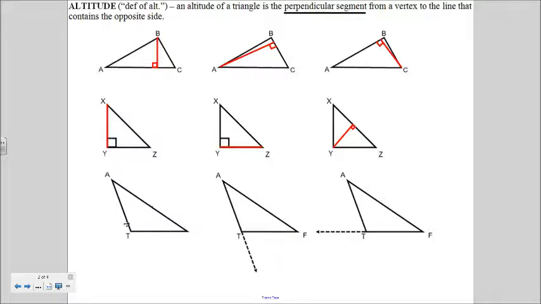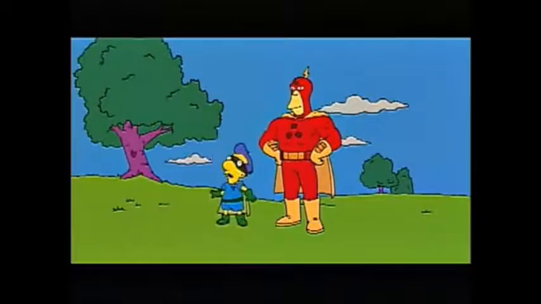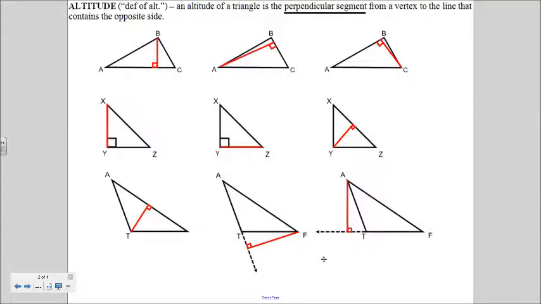If I have an obtuse triangle, I'll have one altitude that ends up inside of the triangle, but then I'll have two altitudes which end up being outside of the triangle. That is why when we define altitude, it says that an altitude of a triangle is the perpendicular segment from a vertex to the line that contains the opposite side. In the circumstances of the obtuse triangles, the altitude actually ends up being outside of the triangle.